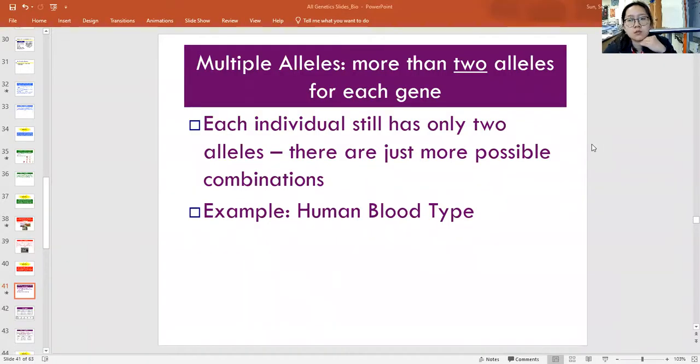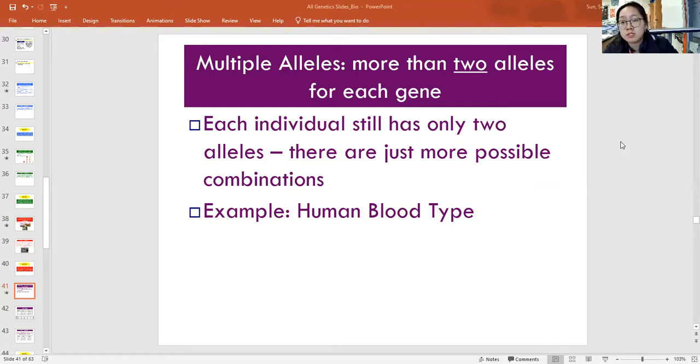Alrighty, so multiple alleles are the last non-Mendelian kind of setup that we're going to go through. And it's pretty straightforward. Multiple alleles mean that there are more than two alleles for each gene. So some examples are human blood type, height, skin tone, eye color, hair color, right? There's more than just two possibilities or more than just two alleles. And so there's some cases where you have to work with multiple alleles that are possible.